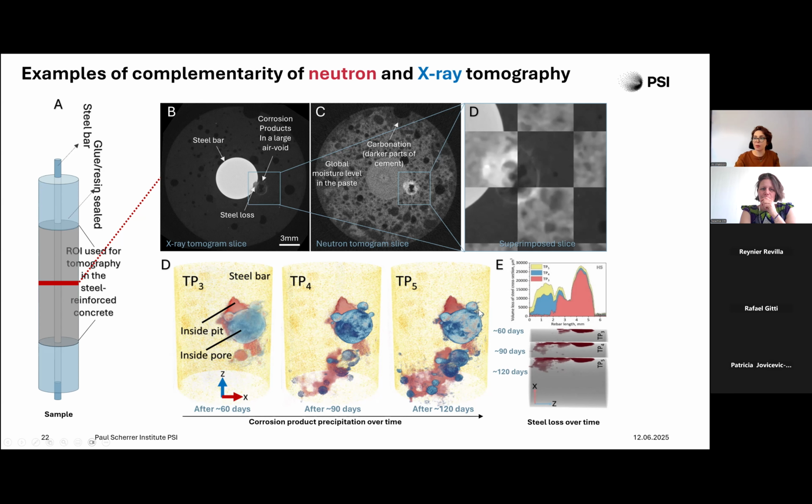Because we have a 3D full tomogram of our object, we can also segment out the features of interest. For instance, I have segmented the steel bar, the steel loss, which we call pitting, and also the corrosion products. After you have delineated and segmented out your features of interest, one can do all sorts of statistical analysis, like computing the volumes, the profiles across the length of the steel, and similar things.